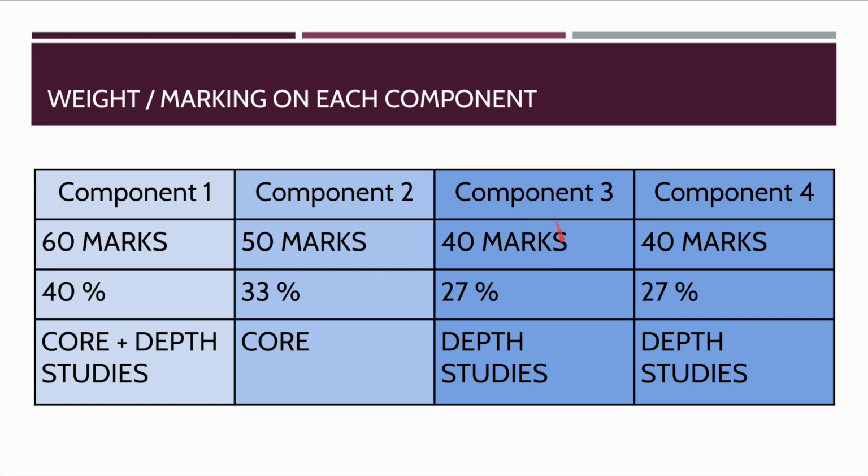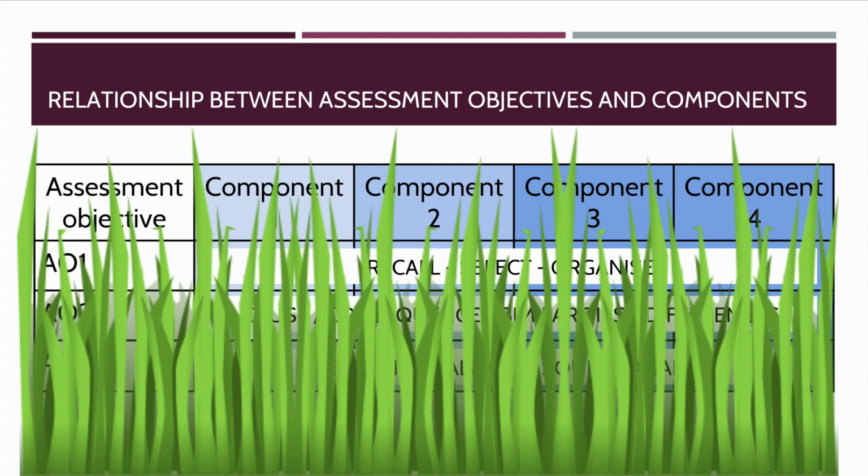Remember, we don't do component number 3 at our school. We will be focusing on component number 4, and it makes up 27%. So 27 plus 33 plus 40 is 100 percent. Now, I don't want to get into the weeds too much, but I think it may be important to look at this last aspect of evaluation.